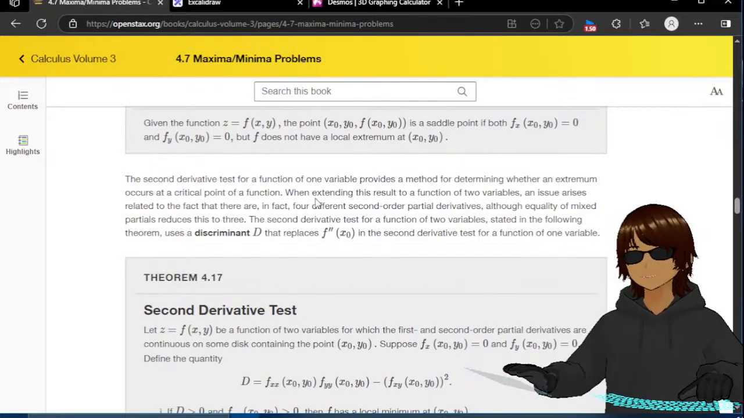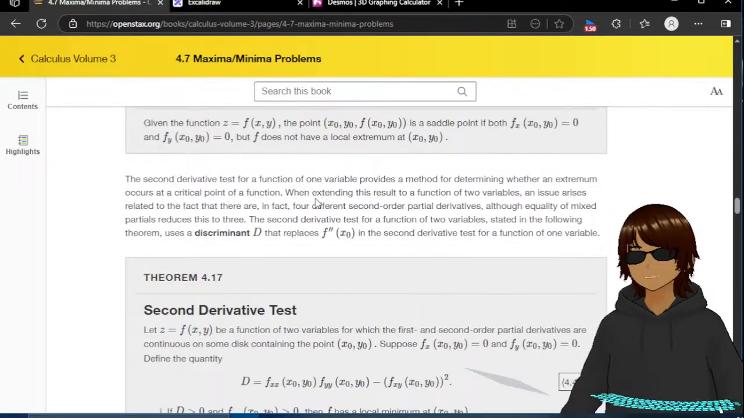When extending this result to a function of two variables, an issue arises related to the fact that there are, in fact, four different second order partial derivatives. Although equality of mixed partials reduces this to 3, the second derivative test for a function of two variables stated in the following theorem uses a discriminant D that replaces the double derivative of f in the second derivative test for a function of one variable.